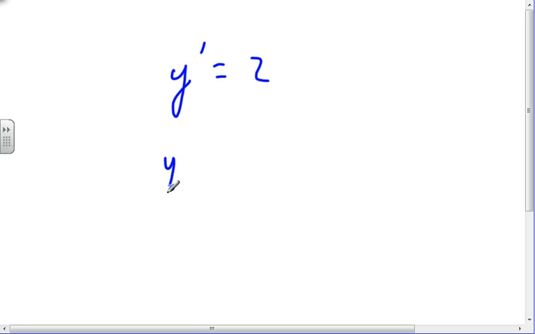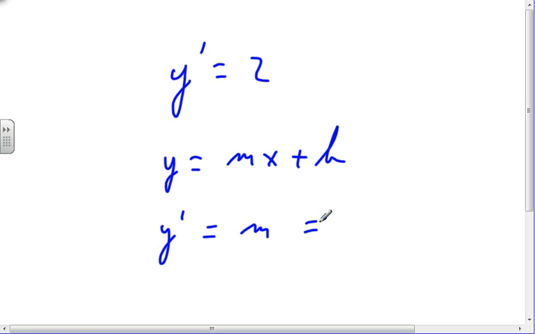If I had y is equal to mx plus b, what's b? Yeah, y, so that's the y-intercept. What's m? M's the slope, right? So this is just the equation of a line. If I go y prime is equal to m, and I say m is 2, then 2 would be the slope. All right, well, that's fine. So I have y prime is equal to 2.